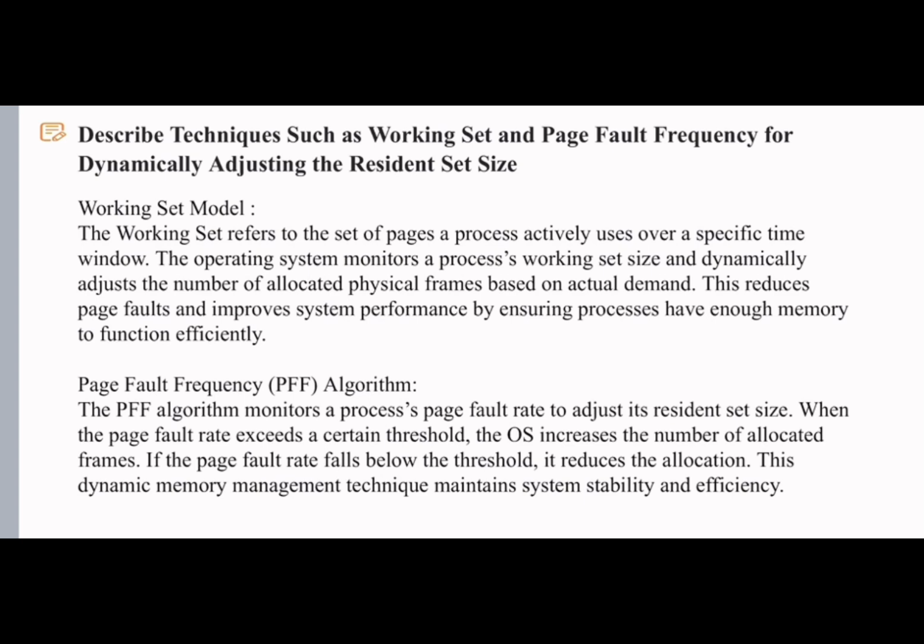The first is the working set model. Here is how it works: it monitors the pages a program uses and adjusts memory allocation dynamically. And then is the page fault frequency algorithm. It increases memory when page faults are high and decreases memory when page faults are low.